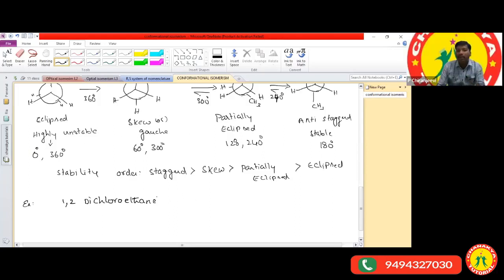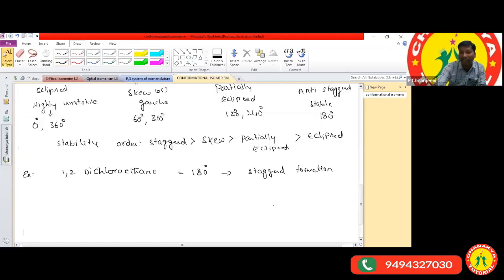Very good. If you take 1,2-dichloroethane and rotate 180 degrees, you will get the staggered formation. The staggered formation is more stable. So in 1,2-dichloroethane, the staggered form is more stable. Now a little bit of a JEE question.